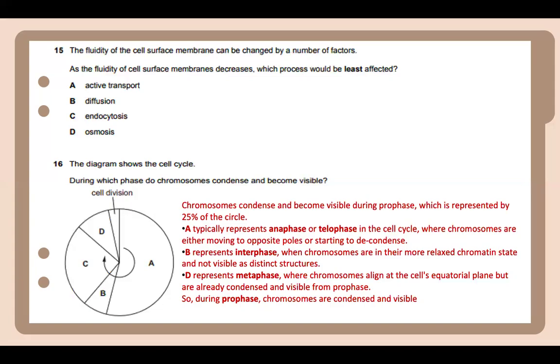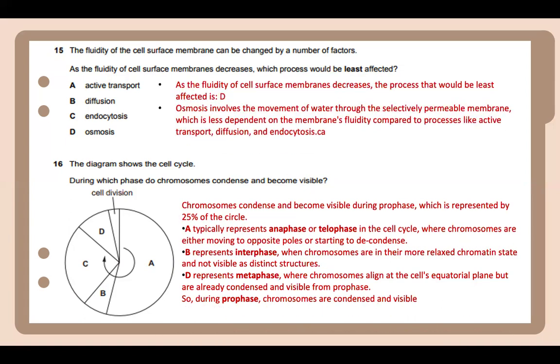The fluidity of the cell surface membrane can be changed by a number of factors. As the fluidity of the cell surface membrane decreases, which process would be least affected? The answer will be osmosis. Osmosis involves the movement of water through the selectively permeable membrane, which is less dependent on membrane fluidity compared to processes like active transport, diffusion, and endocytosis.